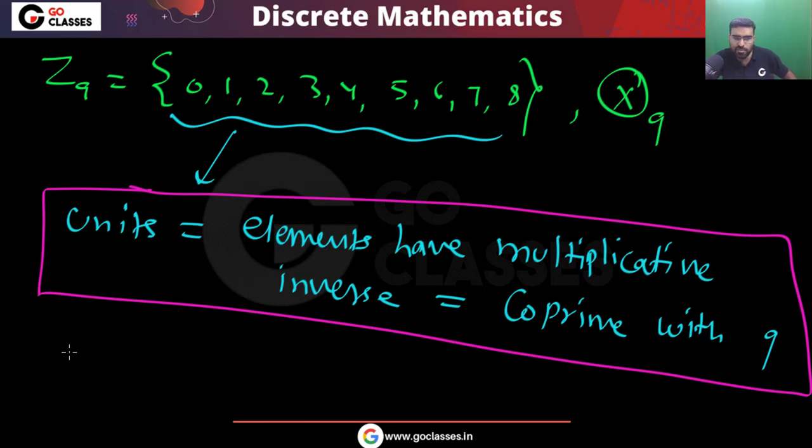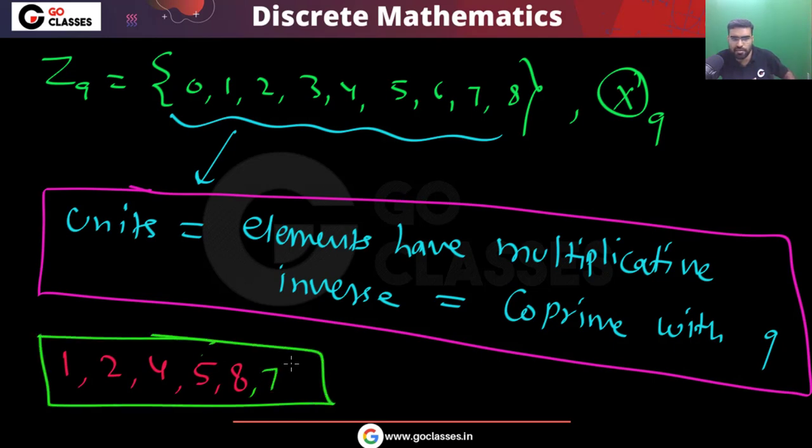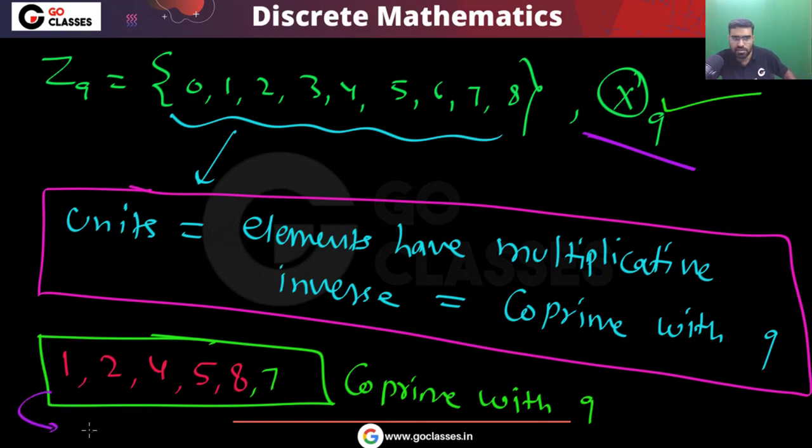So which elements are co-prime with 9? 1 is co-prime with 9, 2 is co-prime with 9, 4, 5 and 8. These elements you can check. Also there is 7. These are co-prime with 9 because you have multiplication modulo 9. So these elements are called units.